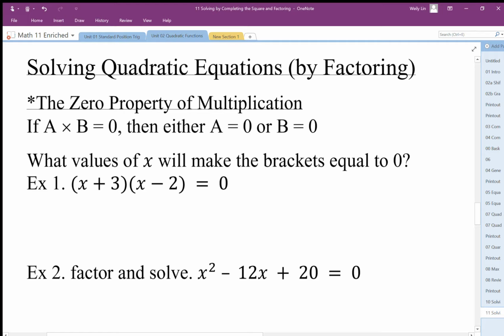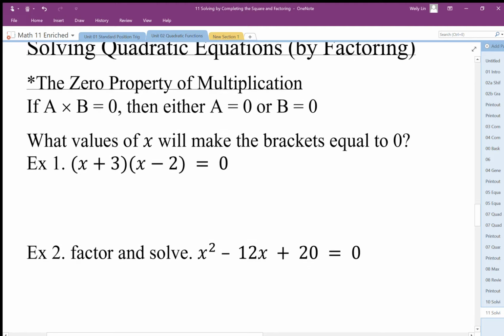And one can be equal to 0 and the other not 0 and still give us a product of 0. So in this case, if I have the factors x plus 3 times x minus 2, this x plus 3 could be equal to 0, which means that x could be equal to negative 3. When x is equal to negative 3, that factor is equal to 0. Although this other factor is going to be equal to negative 5, negative 5 times 0 is still going to be equal to 0.